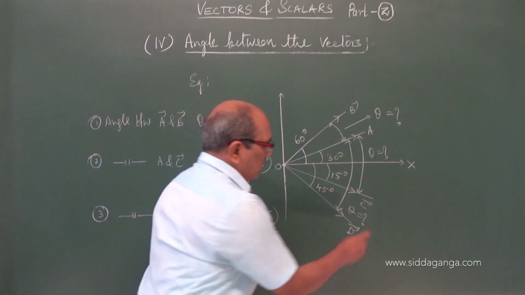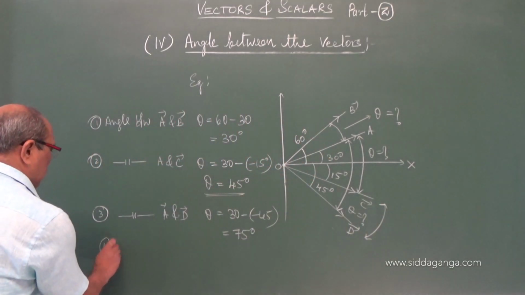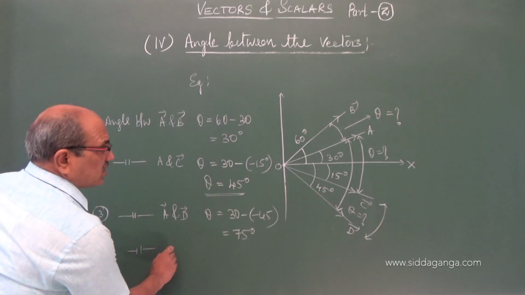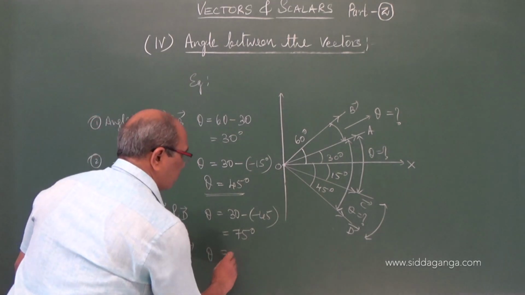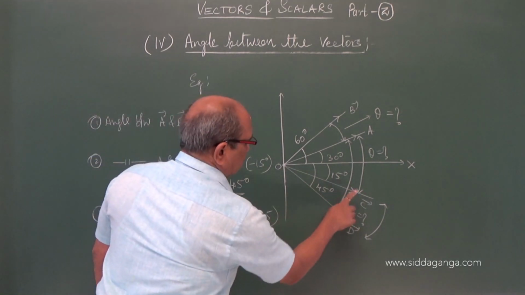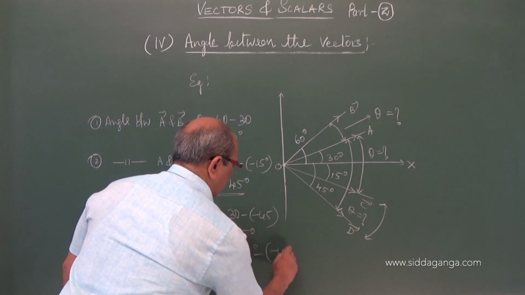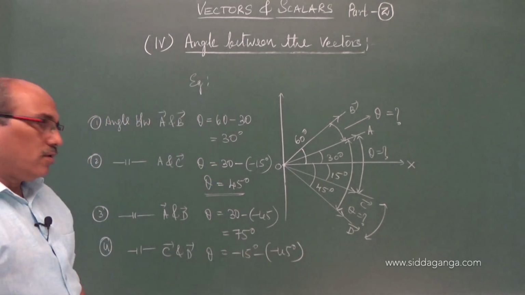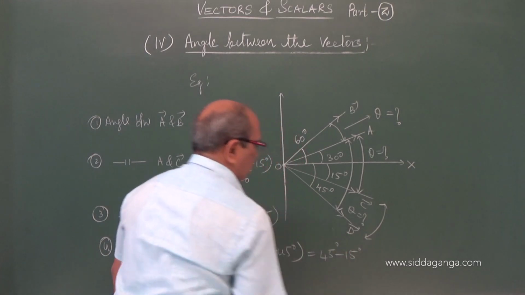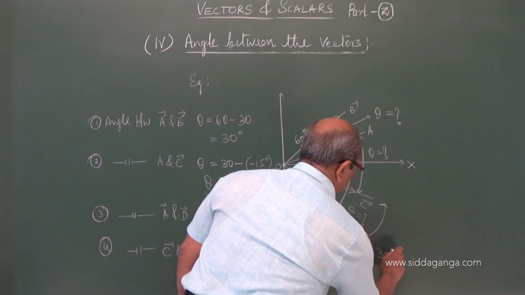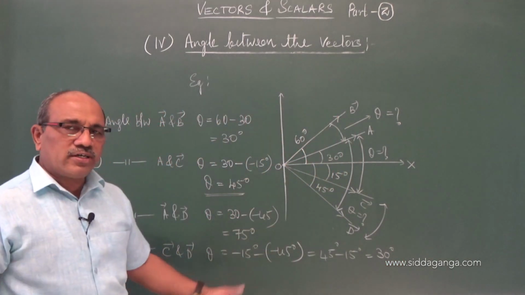Let me measure the angle between these two. The fourth one, angle between C and D. So angle C is minus 15, D is minus 45. This becomes 45 minus 15. You get the answer 30 degree. Is it not 30 degree? 45 minus 15, we officially get 30 degree.